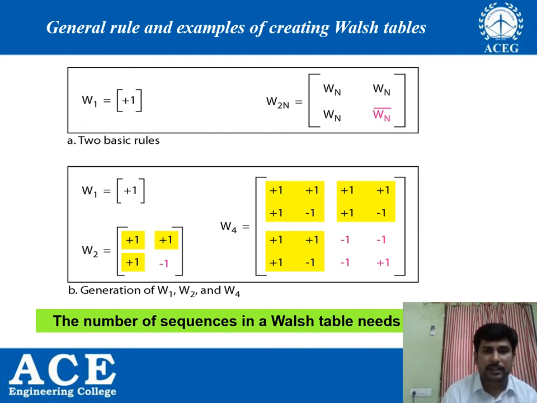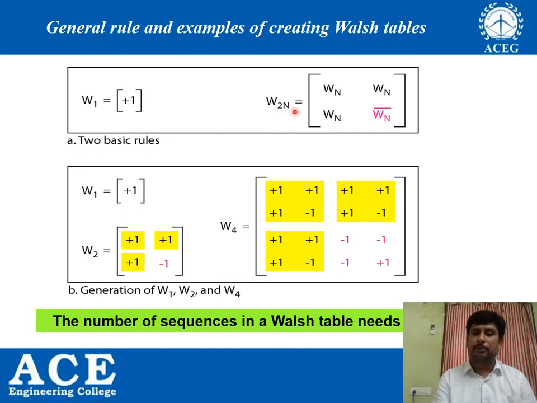Walsh codes are represented with a variable W. The first Walsh code of size 1 is plus 1. If you want to find the next Walsh codes, the formula to be used is W2N equals WN, WN, WN, WN complement. Suppose N equals 1, so you want to find W2. So it is W1, W1, W1, W1 complement. What is W1? Plus 1. So it is plus 1, plus 1, plus 1, and the complement of plus 1 is minus 1.